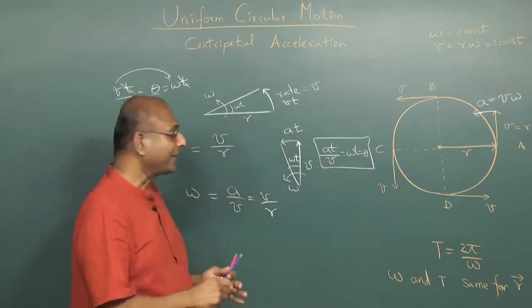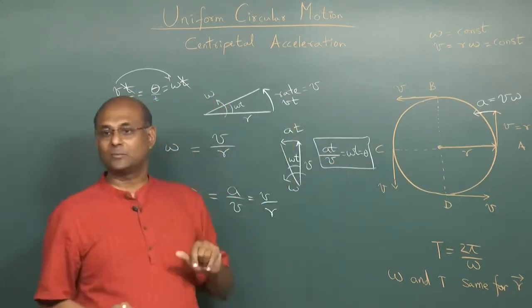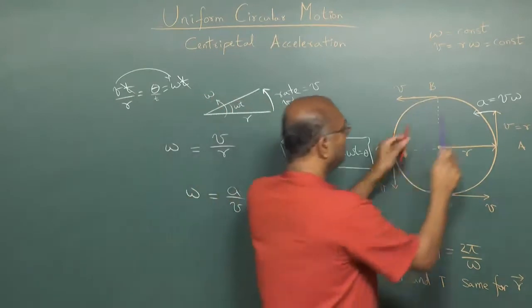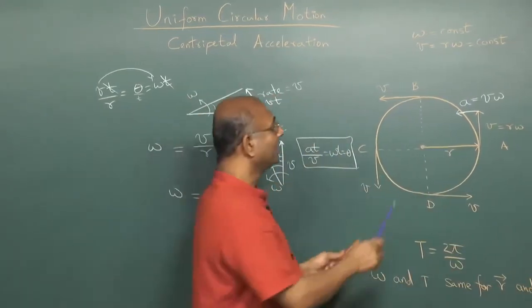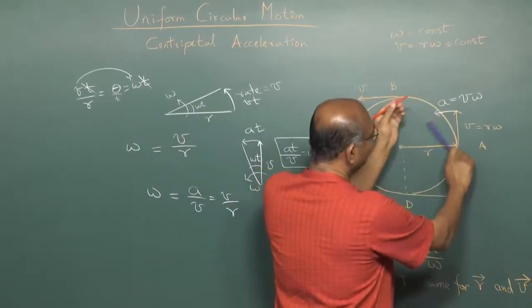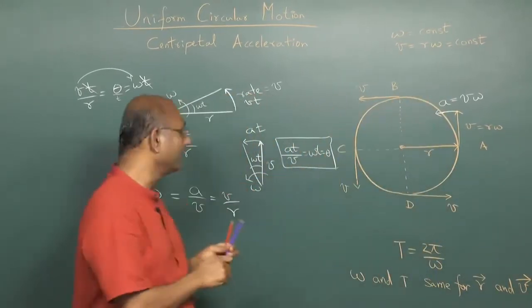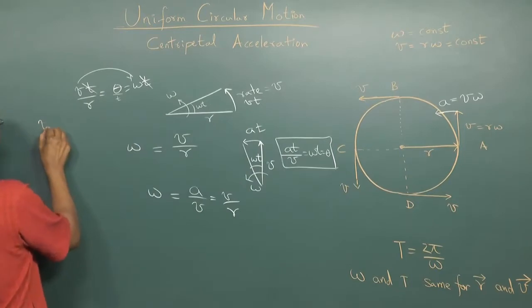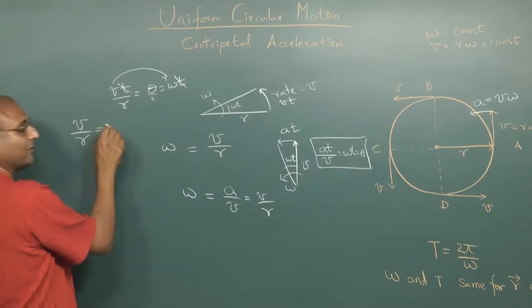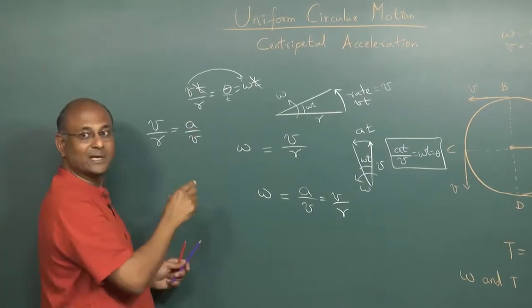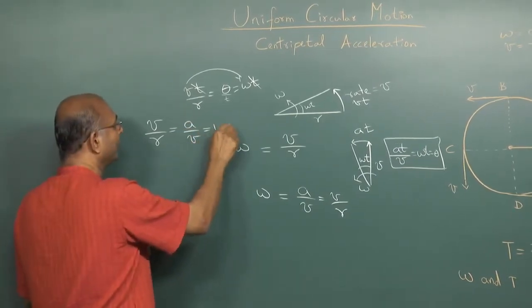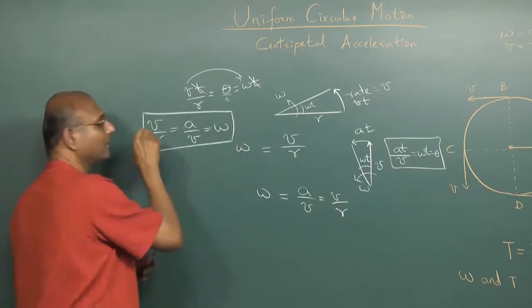Correct? And if I cancel out the t, you will get a by v equals omega. So very simple. V turns r at the rate of v by r. A turns v at the rate of a by v. The rates are the same. So v by r is the rate at which v is turning r. A by v is the rate at which a is turning v, and both are exactly the same rate, omega.